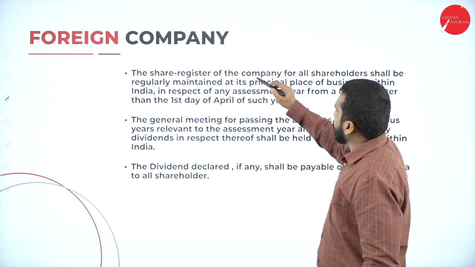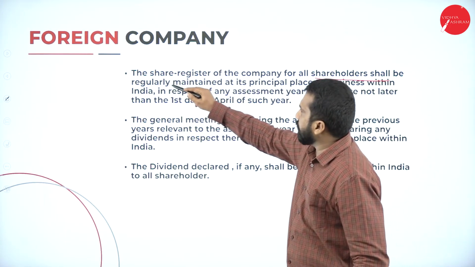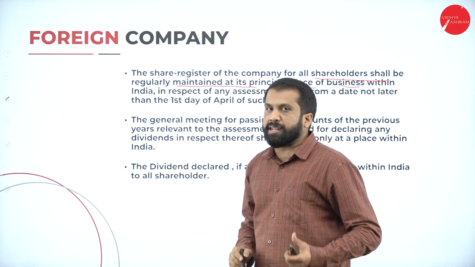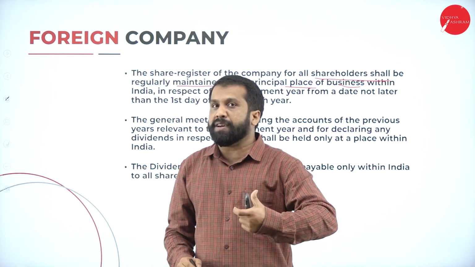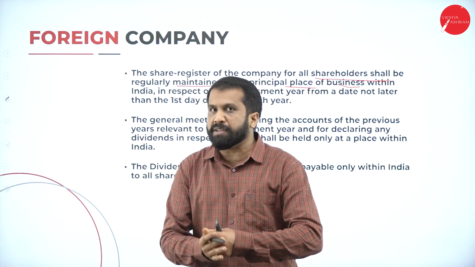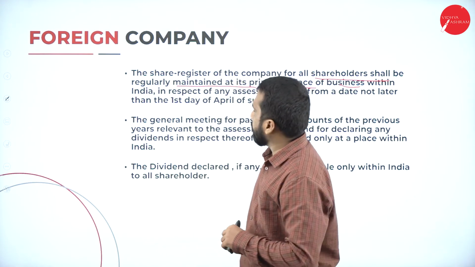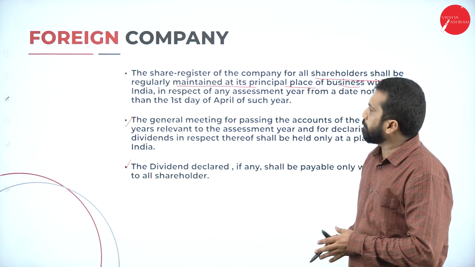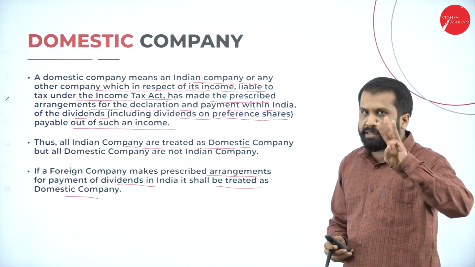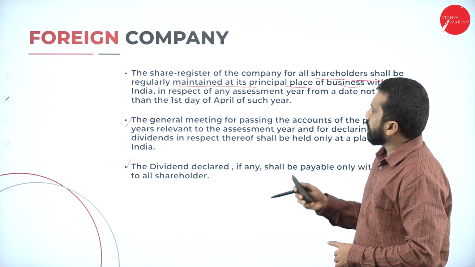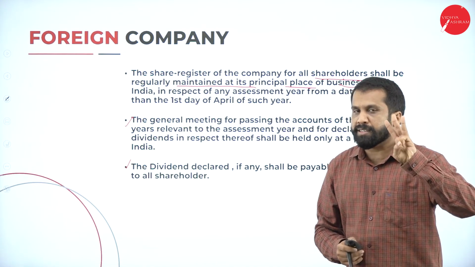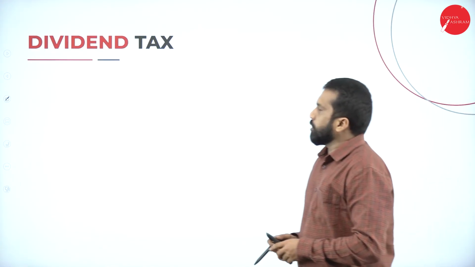The share register of the company for all shareholders shall be regularly maintained at its principal place. Like if it is a foreign company, the share register must be maintained where? Abroad only. If it is an Indian company, it should be maintained in India. Similarly, all these points are there. Not much important. Remember, for domestic company, 3 points. For foreign company, there are a total of 6 points. Try to remember any 3 points for foreign company. So, that is all about your domestic as well as foreign company.